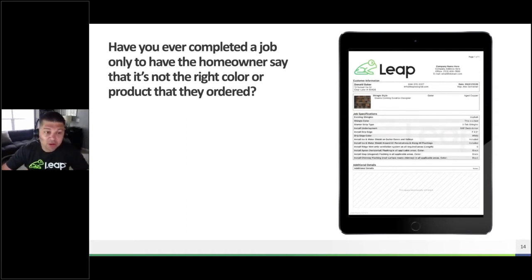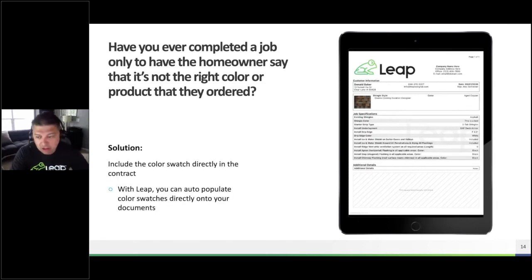Well, the solution is you can actually include a color swatch. Because we do digital contracts and you're not handwriting stuff down, you can include the actual thumbnail of the item that you're selling the homeowner, and you can make this fairly large too. In this screenshot example, it's with shingles, and it's an actual color swatch of the shingle color and style that the customer is buying, along with the name of the color. You can also include the brochure, the entire PDF, that goes along with that color and style of widget the customer is buying.